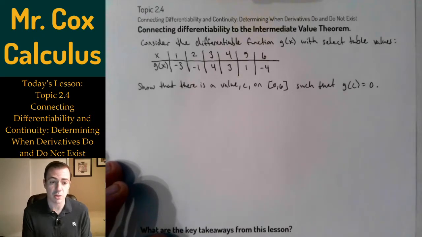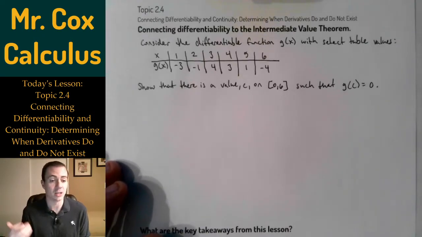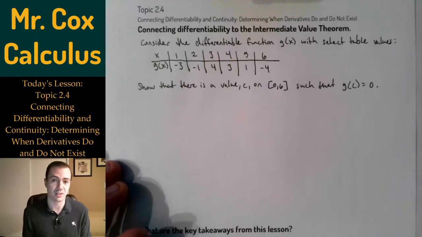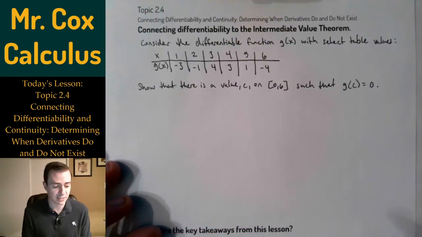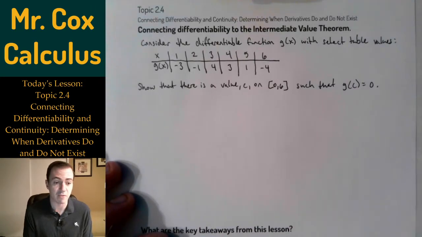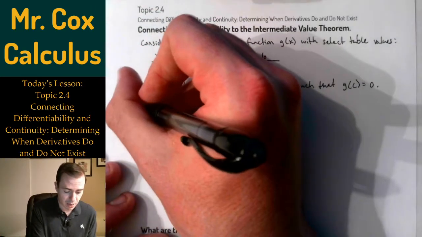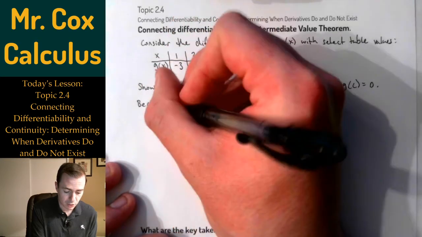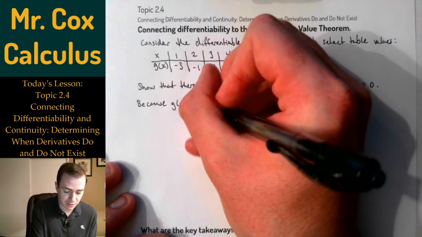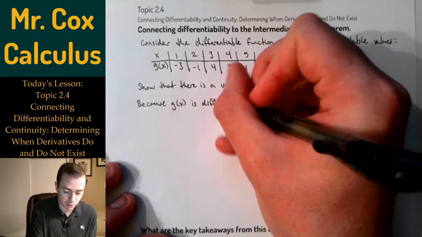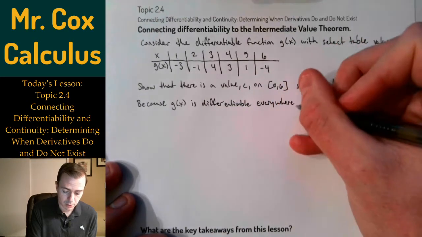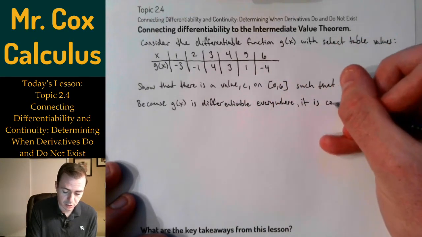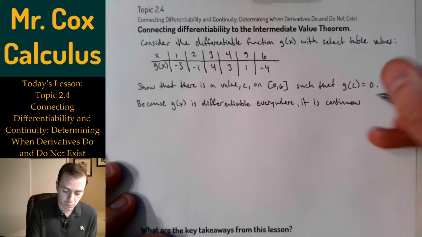But the intermediate value theorem relies on continuity. We're not told anything about the continuity of this function. We're going to have to state that g of x is continuous, and we know that because g of x is differentiable. And so it's just a matter of making that connection. So because g of x is differentiable everywhere, it is continuous everywhere.